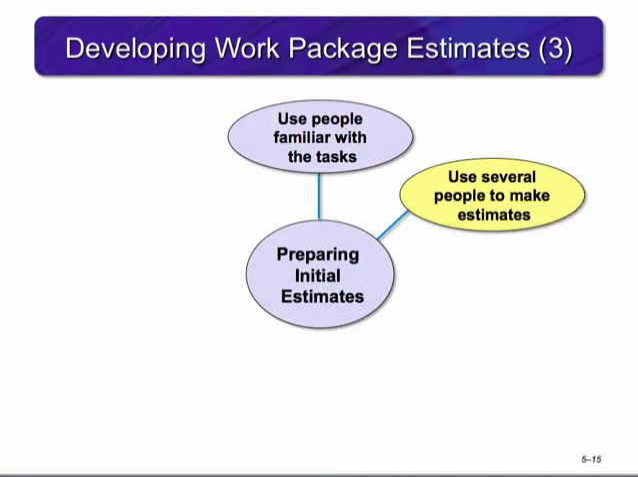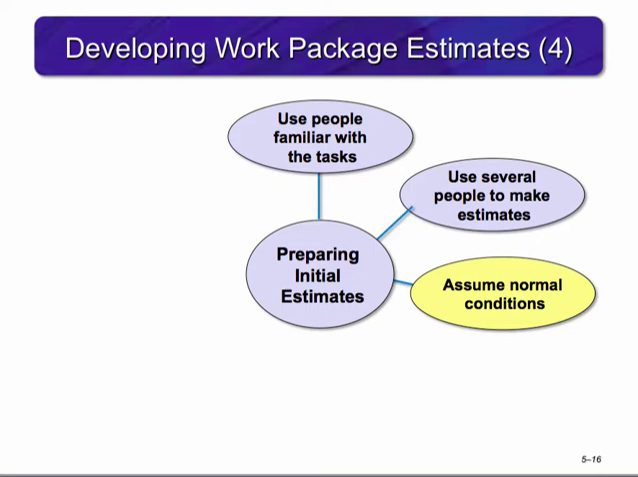It is well known that an estimate has a better chance of being realistic when several people with experience or knowledge of the task are used. This is sometimes called crowdsourcing. When estimates are determined, they are based on certain assumptions. Estimates should be based on normal conditions using a normal level of resource.